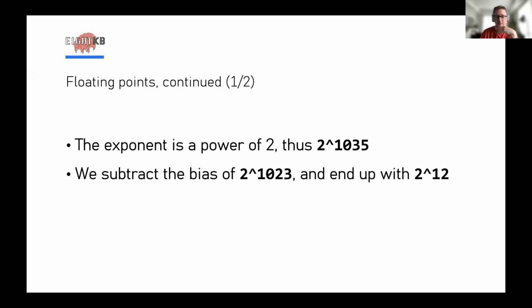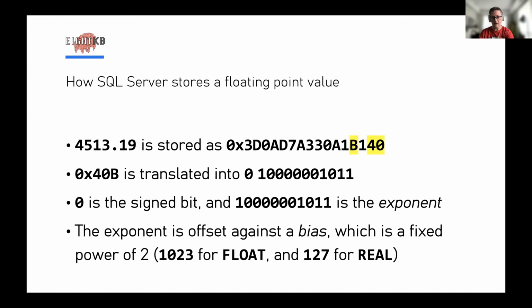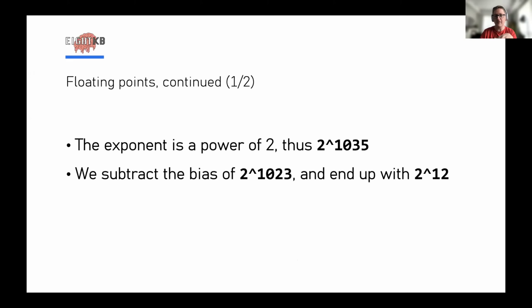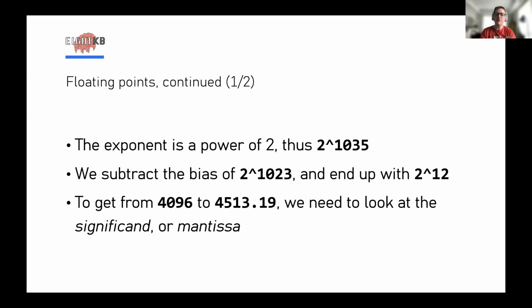It's a standard. So we take this number here, 1,000. I've just pointed to the screen, which of course you can see my finger doing. That number there, it's 1 to the power of 1035, and we're subtracting the bias, so we end up with 2 to the power of 12. So to get from that 4,096 to 4,513.19, we need to look at the significand or the mantissa. These are just words to me. They mean nothing.